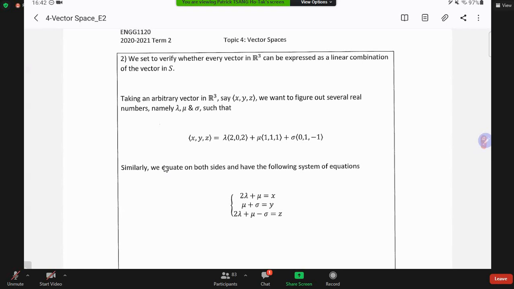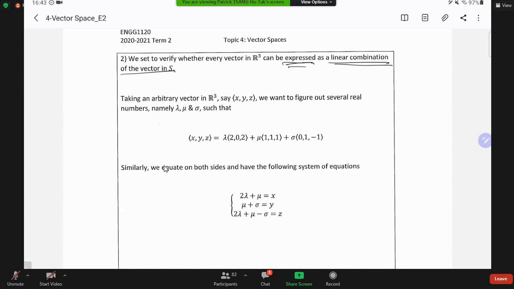The second procedure: we need to verify whether or not every vector in the R3 space can be expressed as a linear combination of the vectors shown in S. There are 3 vectors; you can check the previous page. I would like to verify that every vector in R3 space can be expressed as a linear combination of the three vectors contained in capital S. This is the second objective.